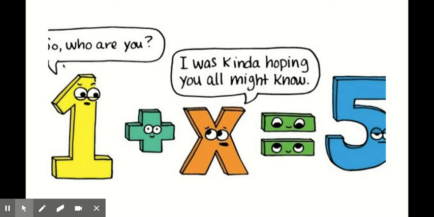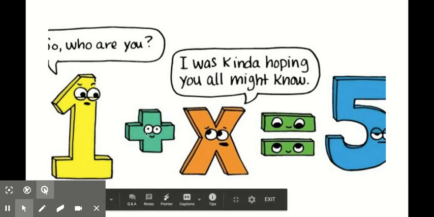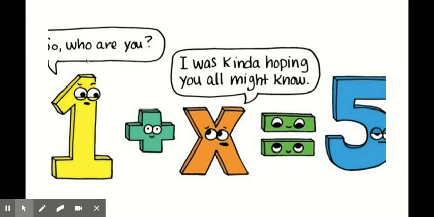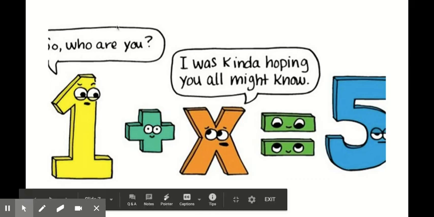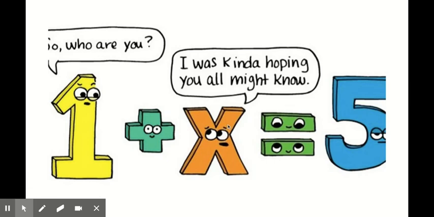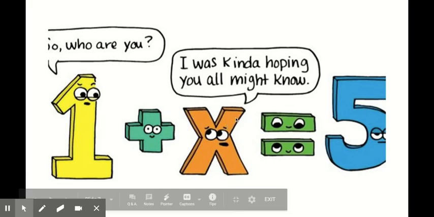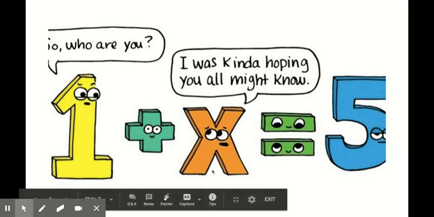Here's a little cartoon that says 1 plus x equals 5. The 1 is looking at the x and says, "So, who are you?" And the x is saying, "I was kind of hoping you all might know." So that's just a funny joke because we don't know the value of variables until we solve for them. So this little x doesn't know what he represents, and neither do we.